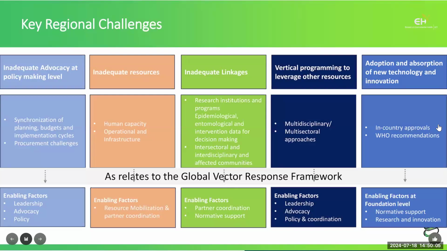The other two, which are looking at the vertical programming and inadequate linkages, also been noticed that in some instances, this information would have been gathered if at all countries were able to work with research institutions for them to be able to generate the information that can be used for them to make decisions.